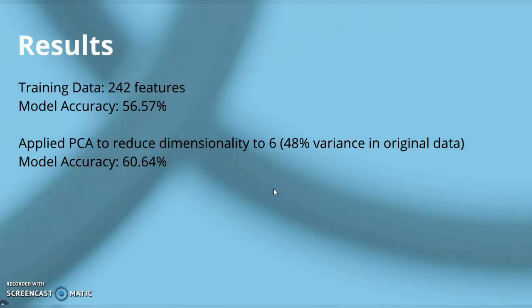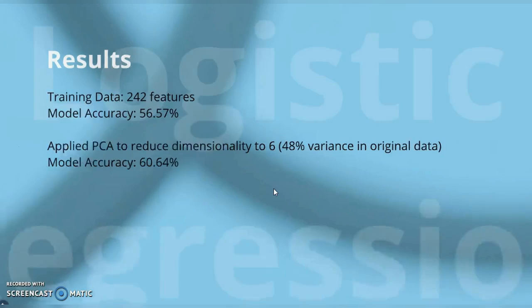Using the new dataset, we trained a logistic regression model. The model has an accuracy of 56.57%. Then we applied PCA to reduce the dimensionality from 242 to 6. This preserved 48% variance in the original data. Using the low-dimensional data, we retrained the model, and we found the accuracy was improved to 60.64%.